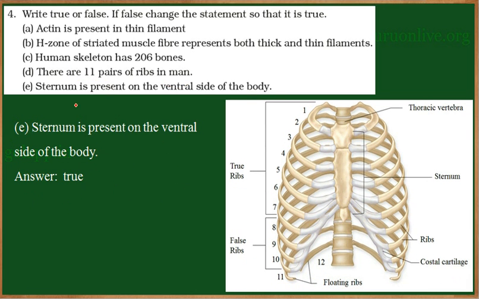Next one. Sternum is present on the ventral side of the body. So the statement is true. The sternum is present on the ventral side of the rib cage. So this is sternum. The 3 bones together form the sternum. It is present on the ventral side. On the dorsal side we can see the spine or the vertebral column. So the statement is true. So these were the statements. We learned whether the statements were true and we have corrected them if they were false.